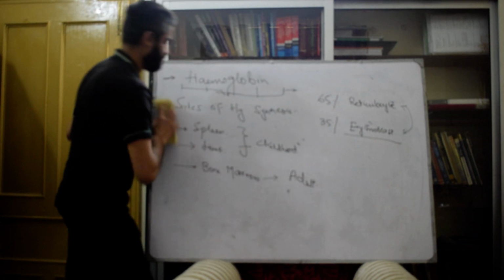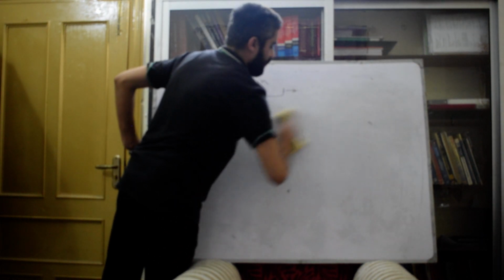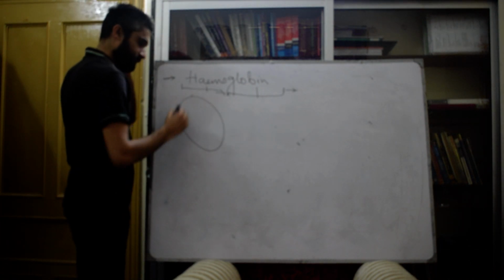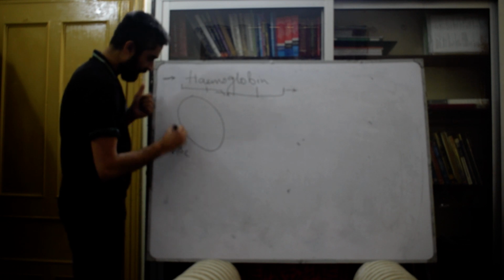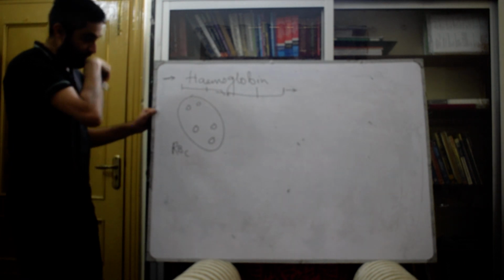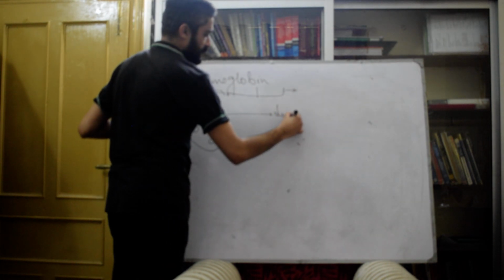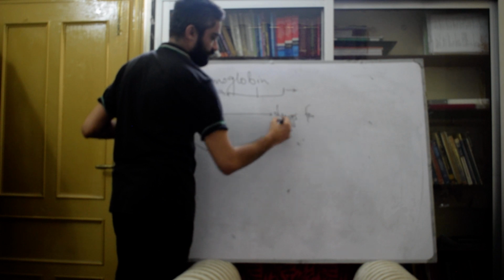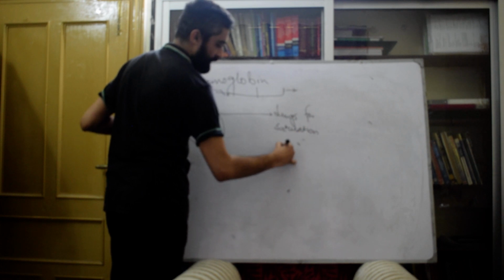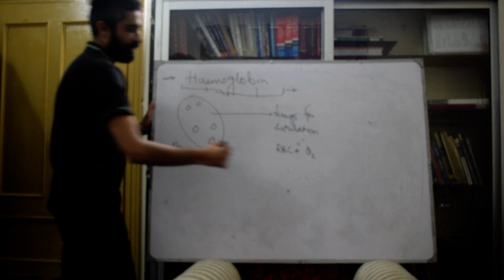So RBC contains this molecule of hemoglobin. This is an RBC. It contains hemoglobin. This RBC will go to the lungs for saturation. Saturation is the condition when this RBC attaches itself to the oxygen molecule, RBC plus oxygen. This saturation is done maximum up to 97%.